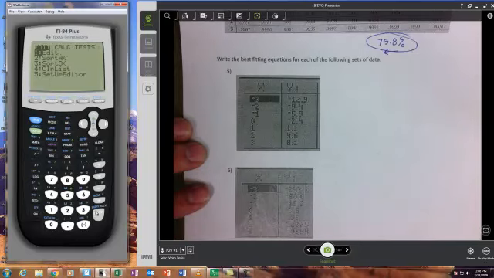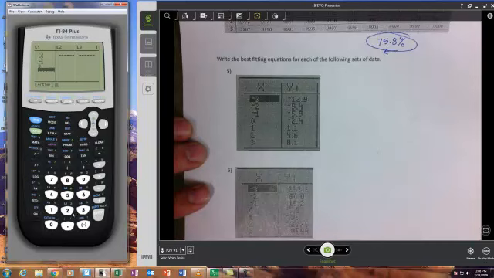Alright, so we're going to go Stat, Edit, and put this data in. Let me again clear everything. In L1: -3, -2, -1, 0, 1, 2, and 3. Then over here in L2 I've got -12.9, -9.4, -5.9, -2.4, 1.1, 4.6, and 8.1. So there's my data.